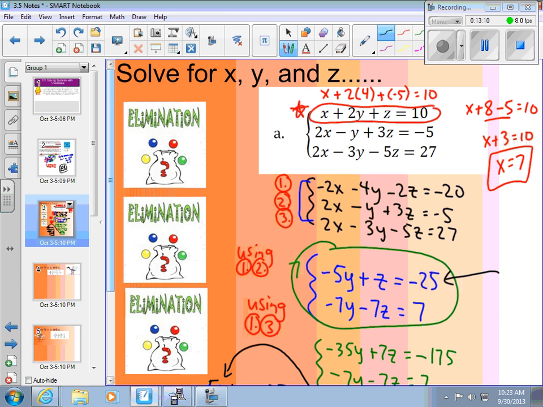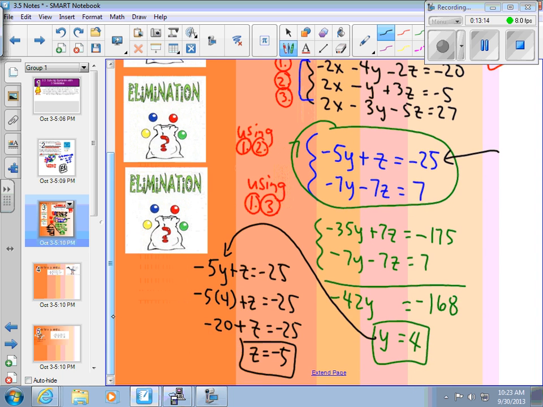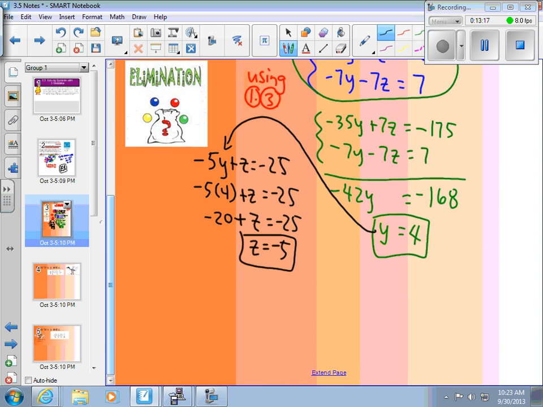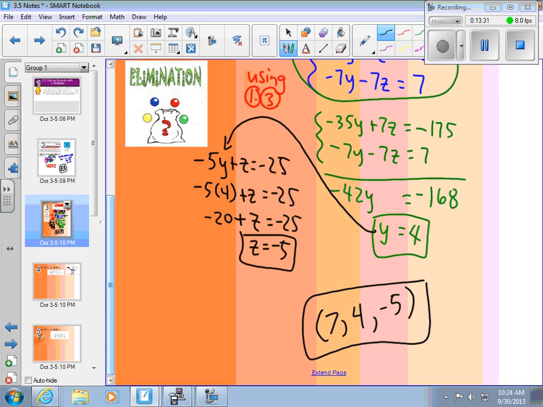And how you can write the answer to that then, once you've had all 3, is something called an ordered triple. Ordered pairs are where you have 2 numbers. Ordered triples are where you have all 3. So if you want to write your answer as an ordered triple, x is 7, y is 4, z is negative 5. And that would be the solution. Okay.